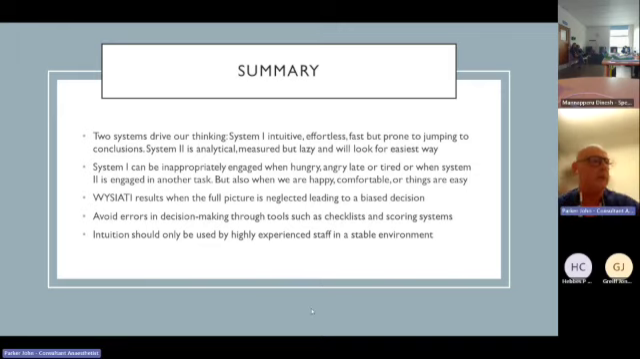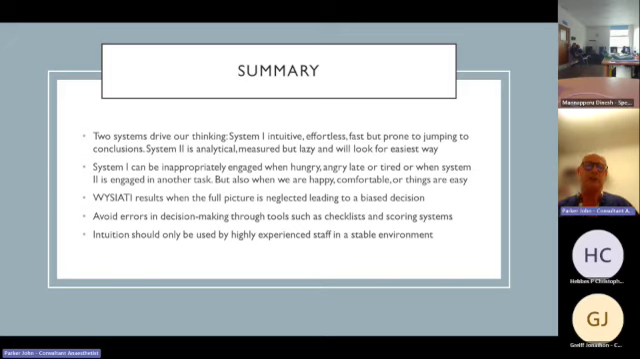So, just summarising what we've gone through. Thinking is about two systems. System 1 is intuitive, effortless and fast, but prone to jumping to conclusions. System 2 is analytical and measured, but inherently lazy. So we have to think hard about making sure we engage System 2 properly when making important decisions. System 1 can get accidentally switched on when we're hungry, angry, late or tired, or when System 2 is engaged doing something else. But also, if we're happy, comfortable, or things are easy, then we can accidentally make System 1 decisions.